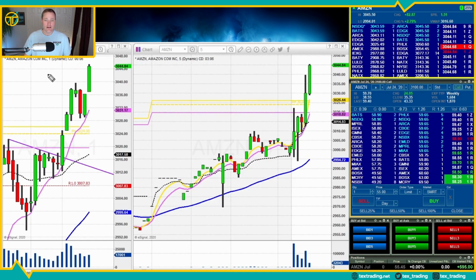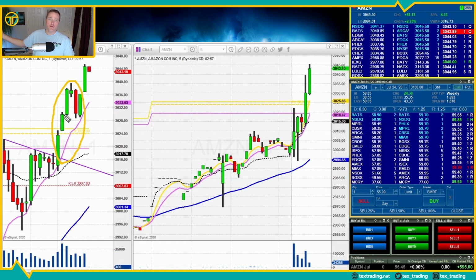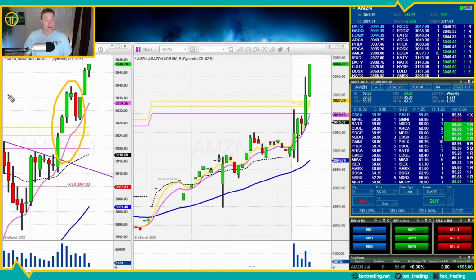But again, for me, this was the trade. Okay, this is what I was looking for. I wasn't necessarily looking for an even bigger move. Now, I knew that the possibility was there, and ideally, if I had more than one contract, I would still be in this, right? This is the way I would have played it.